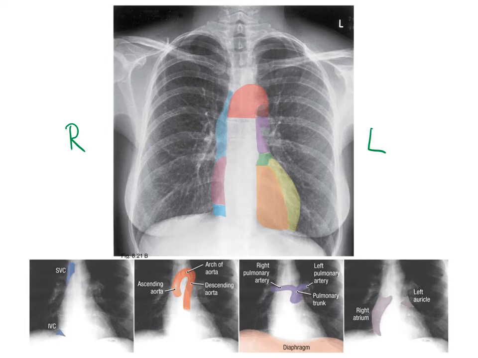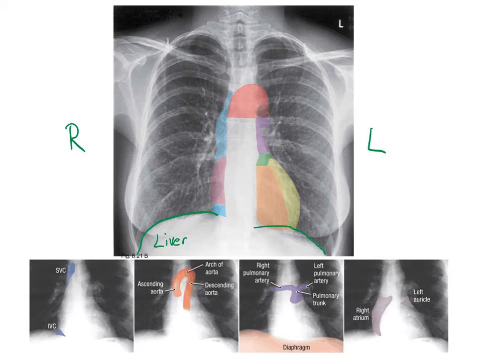While on this image, I also want to point out that the left hemidiaphragm is positioned lower than the right hemidiaphragm. Here's the right hemidiaphragm, and here's the left. The right hemidiaphragm sits higher within the thoracic cavity due to the fact that the liver is situated just below it, and it pushes the right hemidiaphragm superiorly.